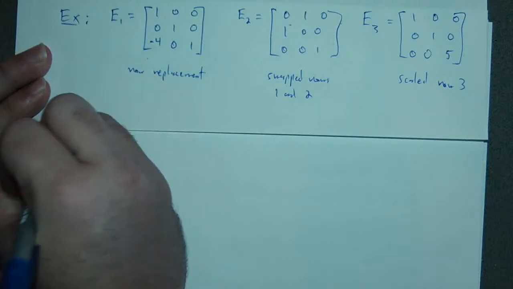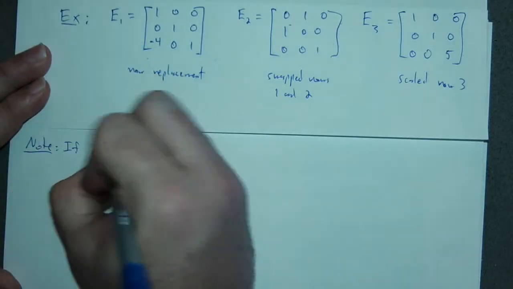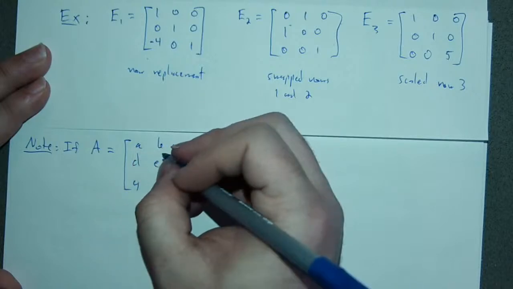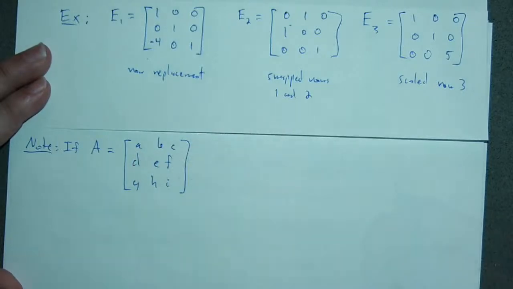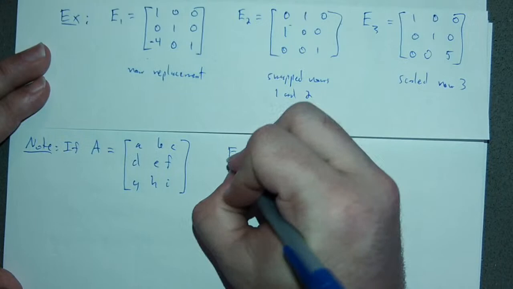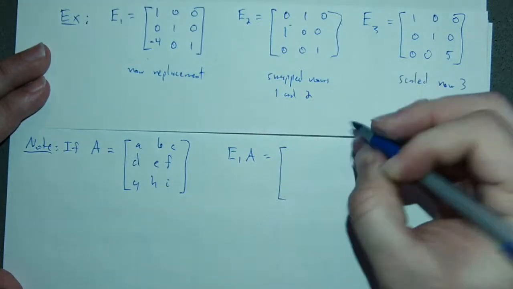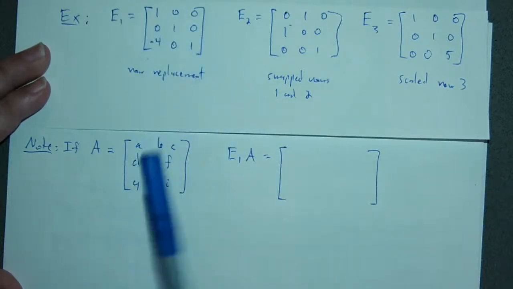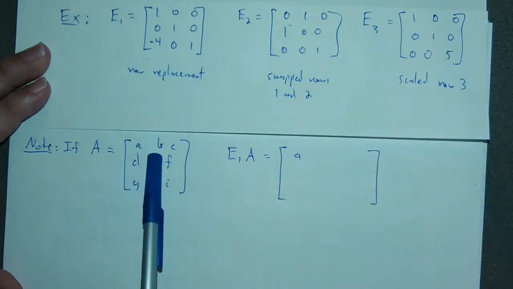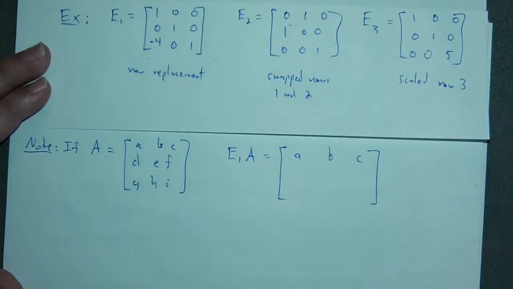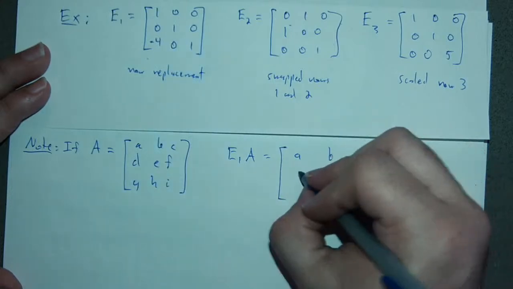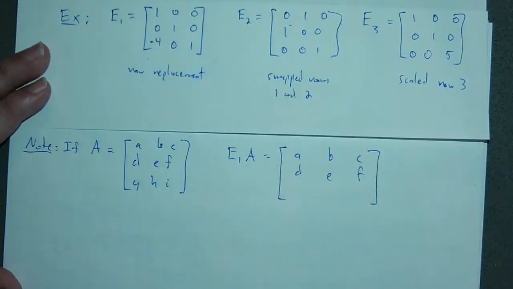So note, if A is a 3 by 3 matrix, it's just A, B, C, D, E, F, G, H, I. How is this affected by multiplication by these matrices? Well, E sub 1 times A does what? So just quickly, 1, 0, 0 times this thing. It actually doesn't do anything to the first row. It doesn't do anything to the second row. What does it do to the third row?